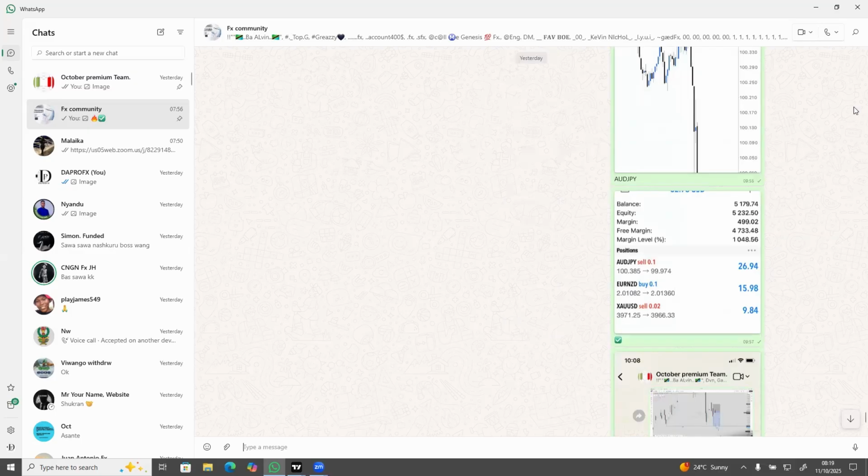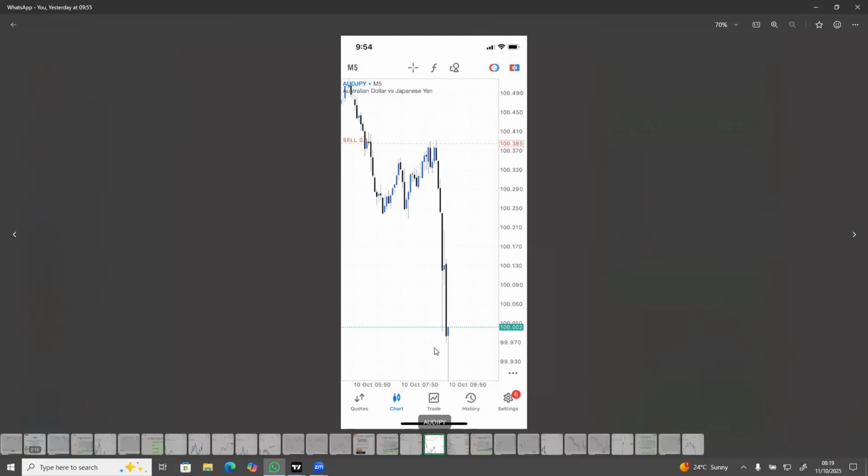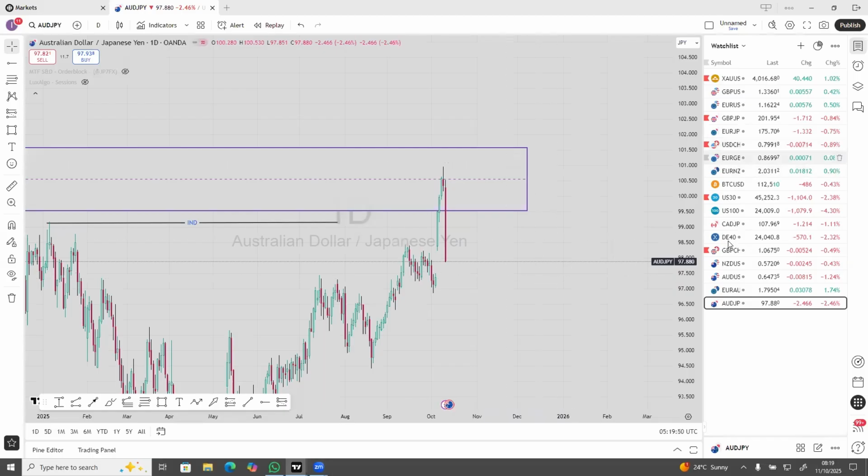So I'm trying to find that one. Audi JPY. See, executed very well. Audi JPY. So all JPY, I could execute very well. So JPY executed successfully. Next week, how to deal with it?